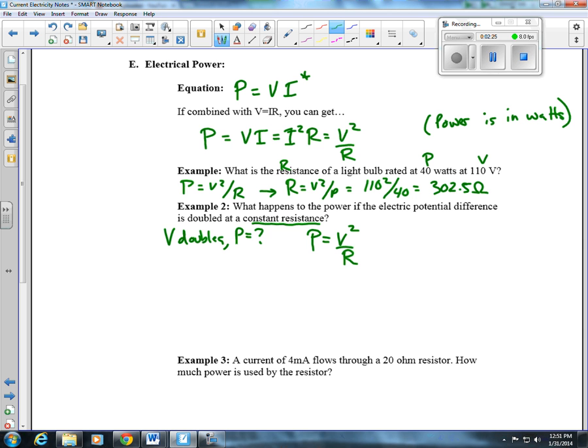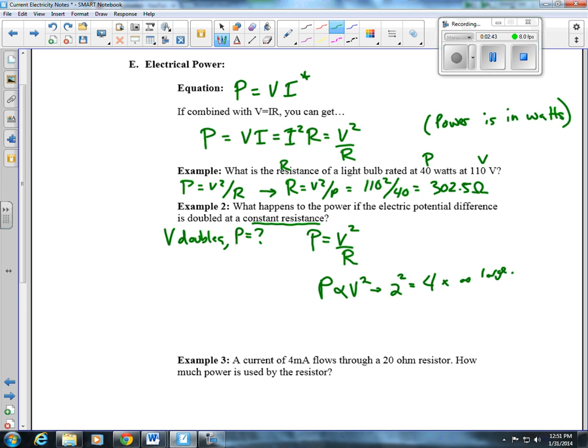Now, so if V doubles, what's going to happen? This is telling me P is proportional to V squared. So I put in 2 because the V is doubling and square it. And I get that the power will be 4 times as large as it was before.